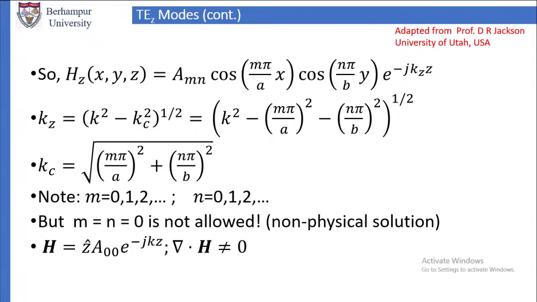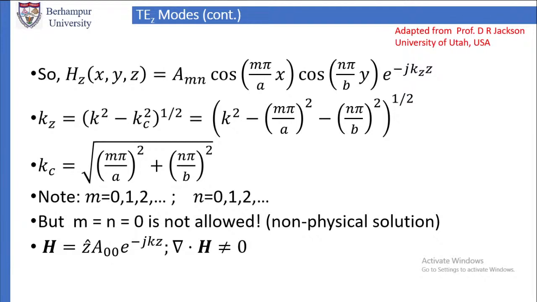Now, m equal to n equal to 0 is not allowed. It is not a physical solution, because if it is allowed, it will give you kc equal to 0. That is the first point. kc equal to 0 means TEM mode. Now, if it is allowed, TEM mode is allowed. So we'll see that it is not allowed, so TEM mode is not allowed. Now, if this is allowed, what will be capital H? H will be equal to z cap A00, with m equal to 0 and n equal to 0. It is in the z direction.